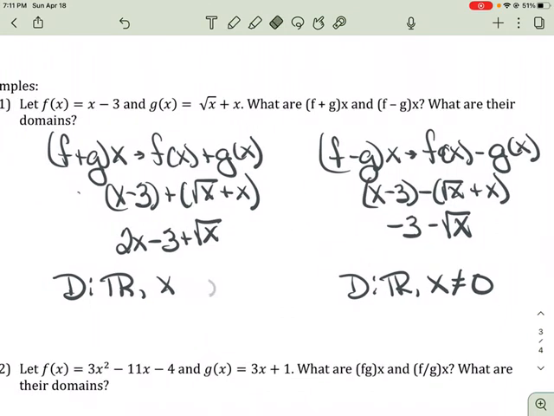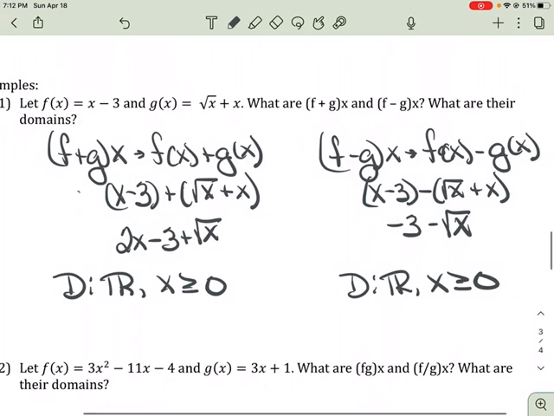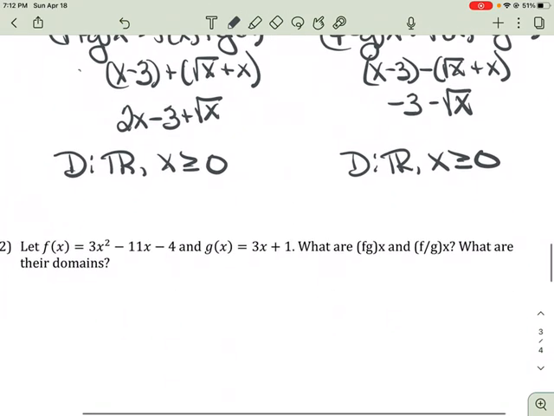Oh, no, wait, I am sorry. Not 0. It has to be greater than 0, because you can't have negatives underneath the square root sign. Sorry, I was thinking of something else.